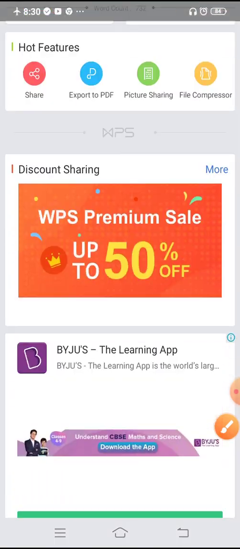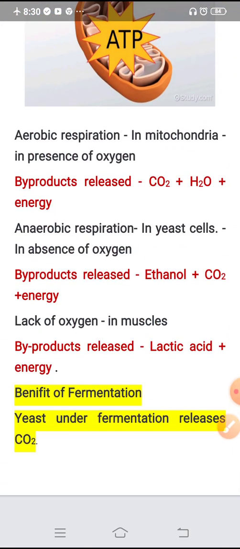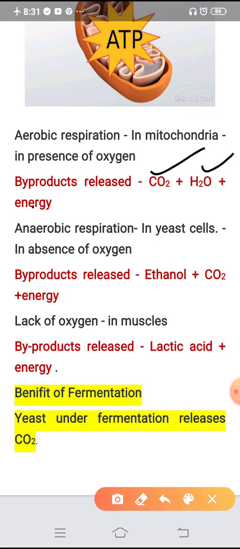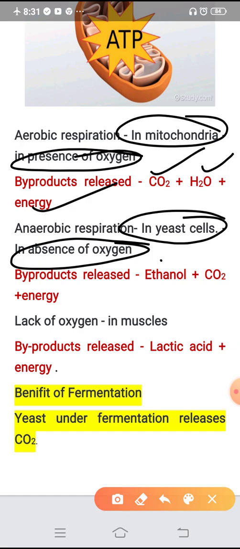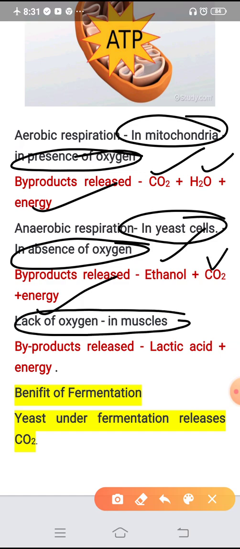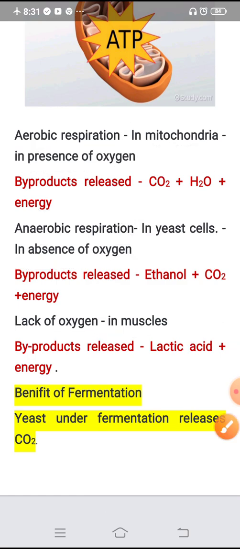So please remember, students. I have also given here whatever I have taught you. Byproducts released under aerobic respiration are carbon dioxide, water and energy. Where does it take place? In mitochondria, in the presence of oxygen. What are the byproducts of anaerobic respiration? Where does it take place? It takes place in the yeast, in the absence of oxygen. Byproducts are ethanol, carbon dioxide and energy. And in the lack of oxygen in the muscles, what are the byproducts released? Lactic acid and energy. What is the benefit of fermentation? I told you, right?